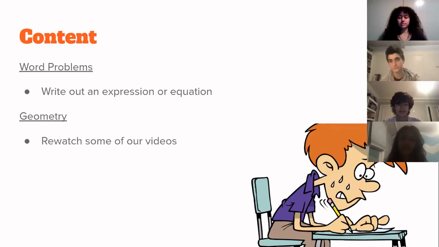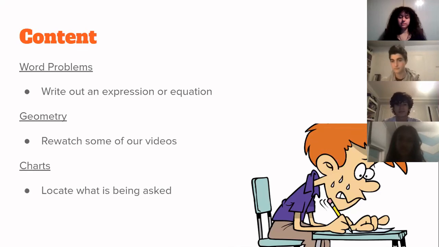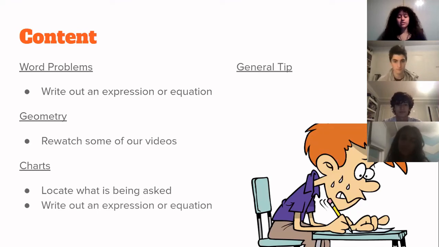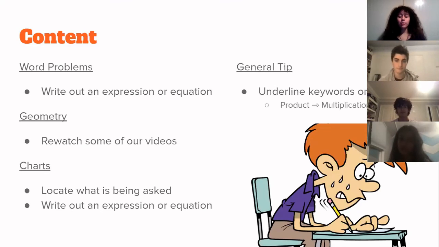There will most likely be a few charts on the test too. Remember to take these questions slowly and locate exactly what the question is asking you. Try to write an equation for these problems too. Try to underline keywords or phrases that indicate what the problem is asking you to do. For example, the word product means multiplication and quotient means division. We'll go over some of these in the next lesson when we go over the practice test.